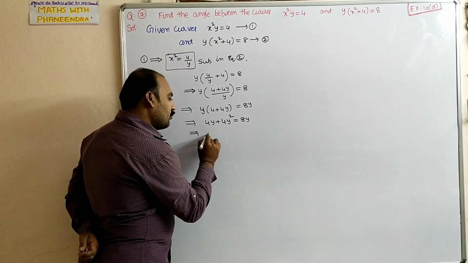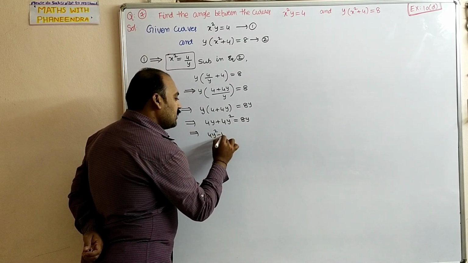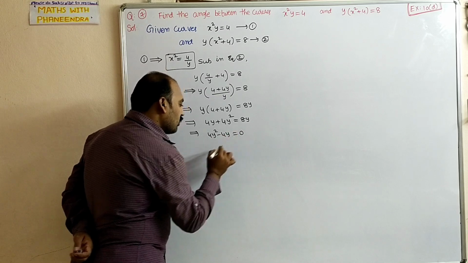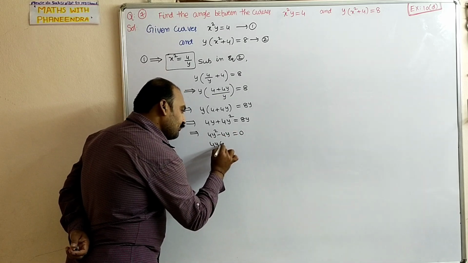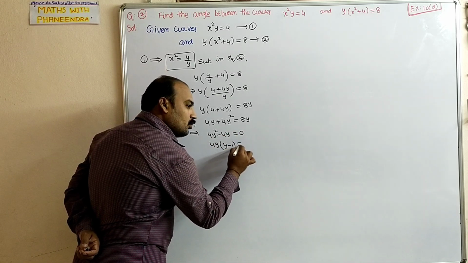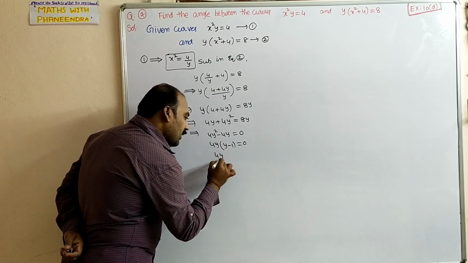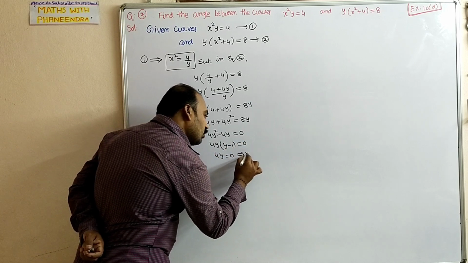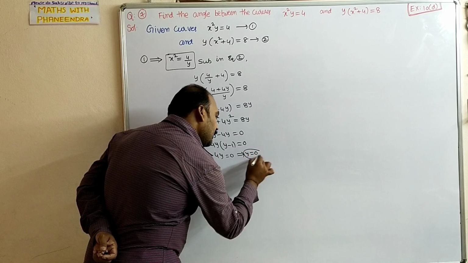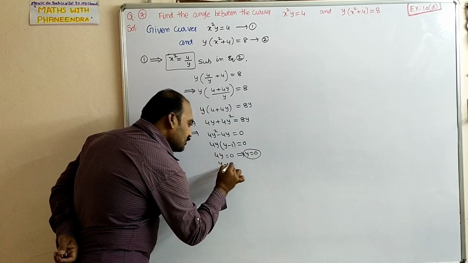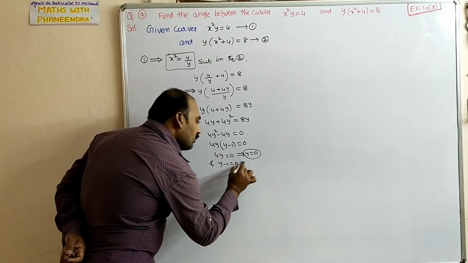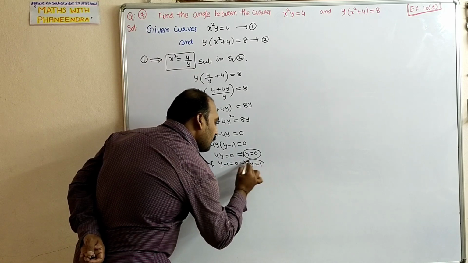That implies 4y square minus 4y equal to 0. So 4y take common, y minus 1 equal to 0. So 4y equal to 0, that implies y equal to 0, and y minus 1 equal to 0, that implies y is equal to 1.